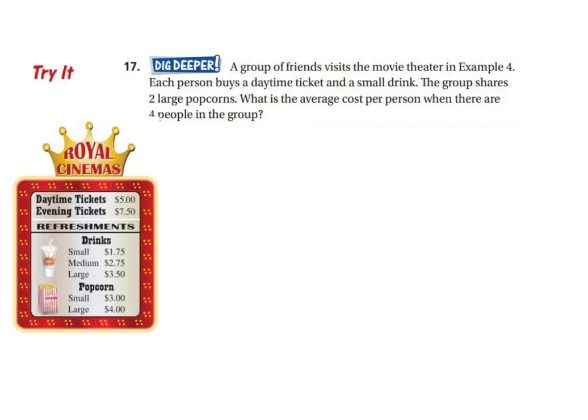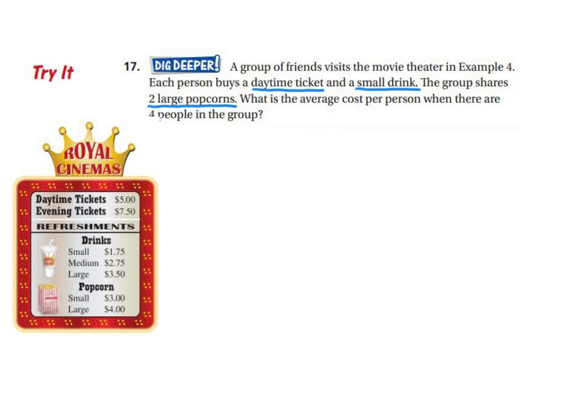Now you try it for number 17. A group of friends visits the movie theater again, and each person buys a daytime ticket and a small drink. The group shares 2 large popcorns. What is the average cost per person when there are 4 people in the group?